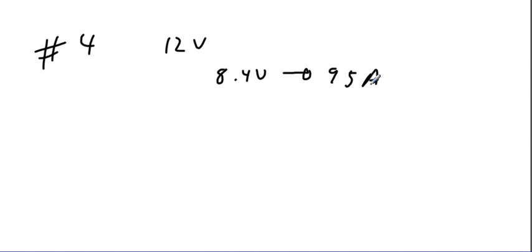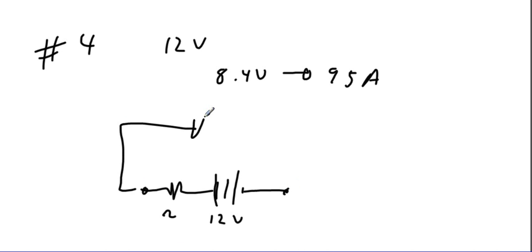Okay, so I've got some battery. That's a 12-volt battery. And I've got some internal resistance little r. And I've got the terminals of the battery. And then I've got some starting resistor, big R. Those are the things I know. And I've got a point A and a point B on my battery where I hook up the terminals.